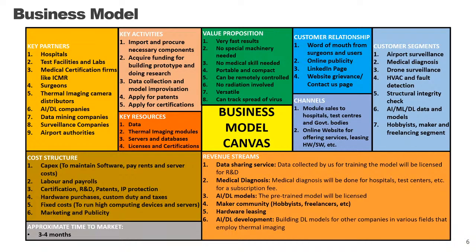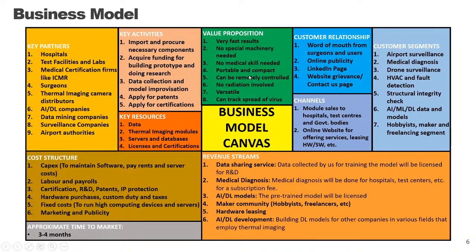So, as I said, we are trying to build our own worldwide, diverse data set, and we are open to any kind of support that you can provide us. We will then be applying for patents and certifications in case we get a breakthrough. Our key resources, as I mentioned earlier, are data, the thermal imaging modules, the server databases, and licenses and certifications.